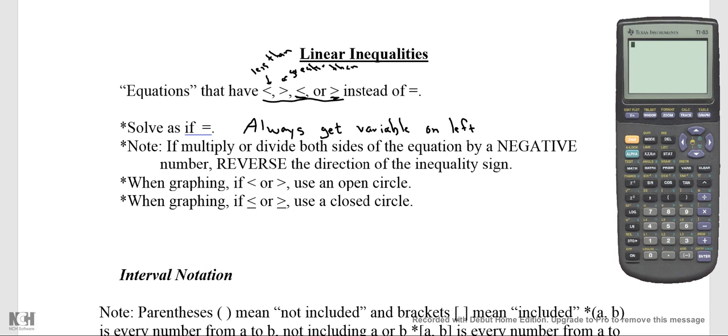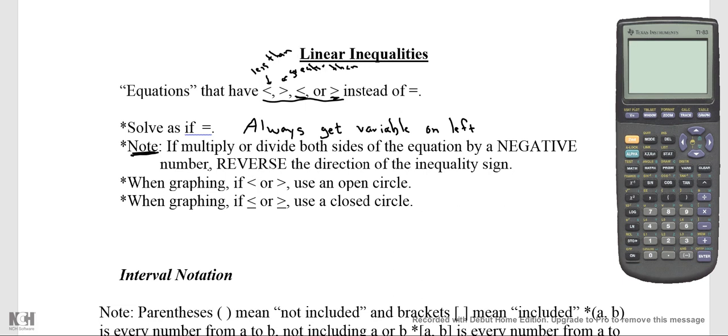As we're solving these near the end of the problem, if we're multiplying or dividing both sides of the inequality by a negative number, you reverse the direction of the inequality sign. And we'll see some examples of that as we go through this, but that's a very important thing to note. Anytime we multiply or divide by a negative, the sign gets flipped.